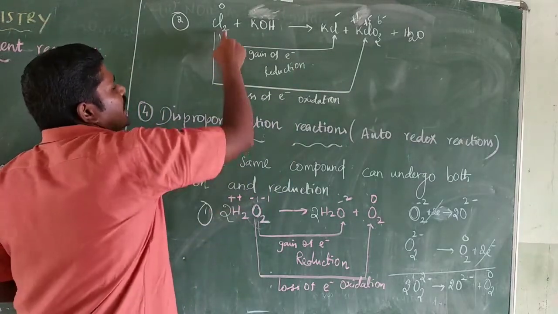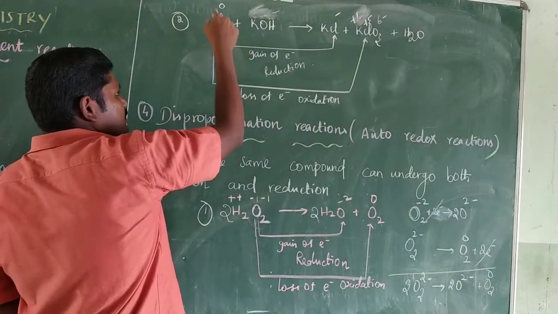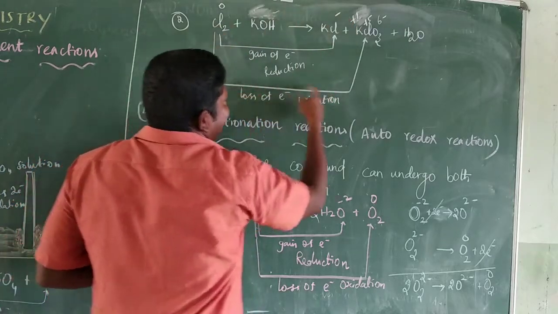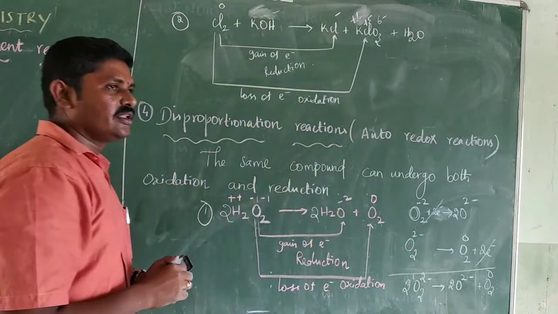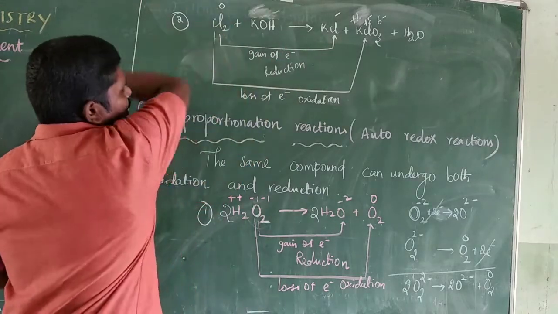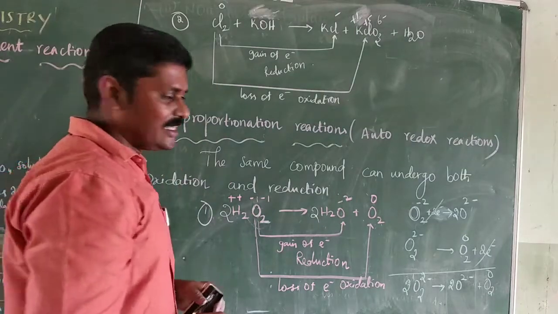In such a case, the same chlorine, Cl2, decreases the oxidation number and increases the oxidation number. So both decrease and increase of the oxidation number occur in the same molecule, chlorine Cl2. How to balance this reaction?